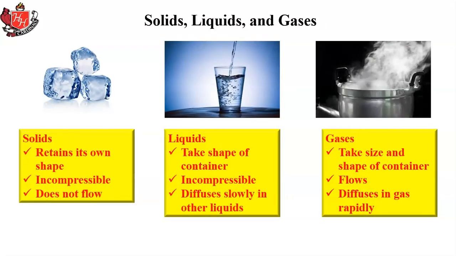Okay, so phases of matter, something most of you are familiar with. There are 3 phases of matter that we deal with: solids, liquids, and gases. So a solid retains its own shape. It's incompressible, meaning you can't squeeze it down any smaller than it is. And it does not flow. So those ice cubes, assuming they don't melt, they just sit there and they maintain their shape and the amount of space that they take up, the volume.